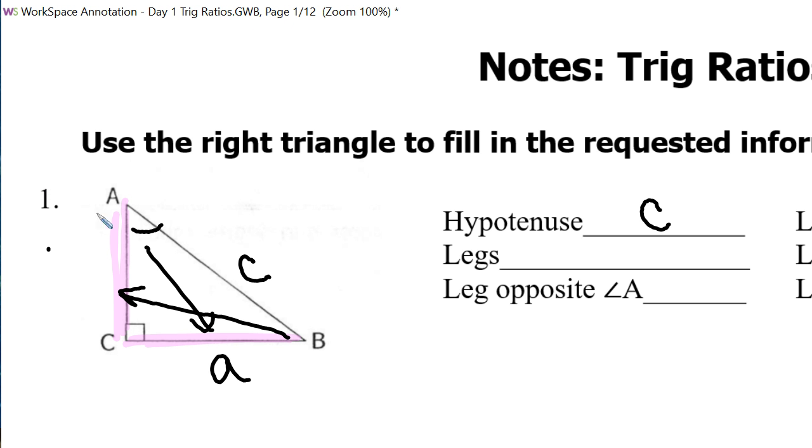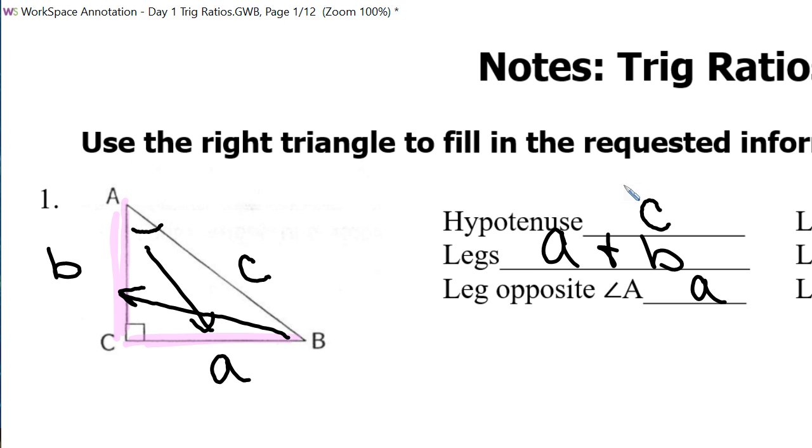So the legs are these 2 pieces that form the 90-degree angle. So our legs are B and A. And I'll write that alphabetically, A and B. Now the leg opposite of A is already labeled for us, and the leg opposite of A would be lowercase a. And the leg opposite of angle B would be lowercase b. And what is the adjacent leg? What does adjacent mean? Next to.